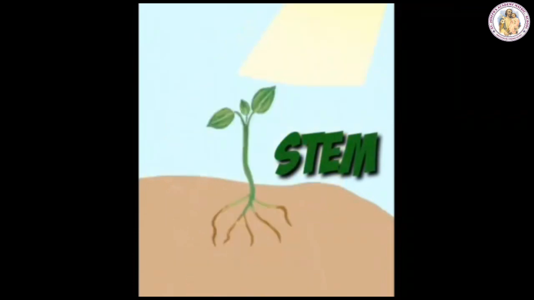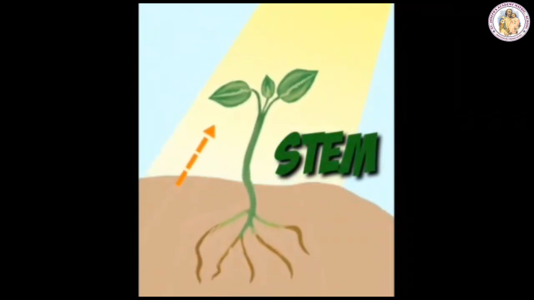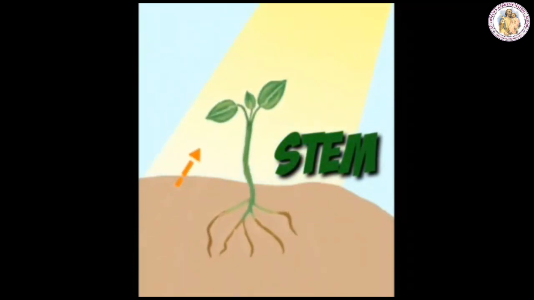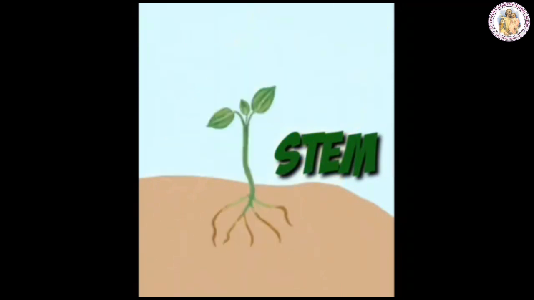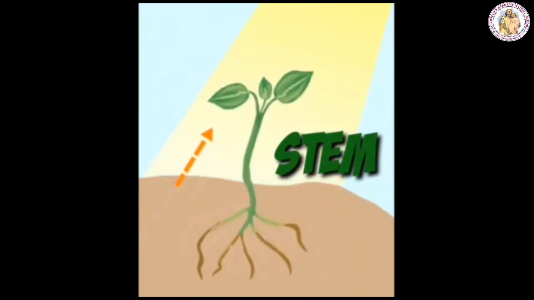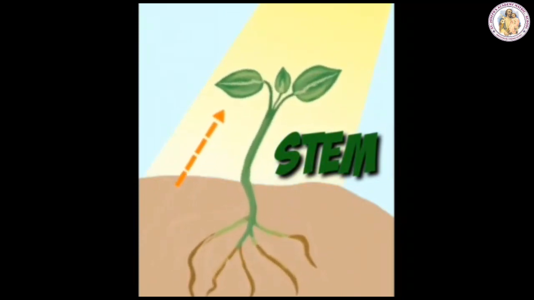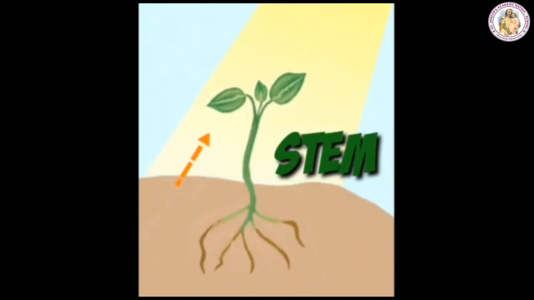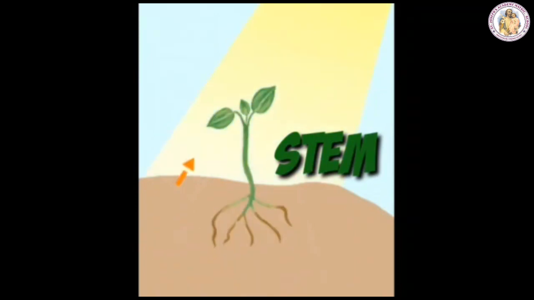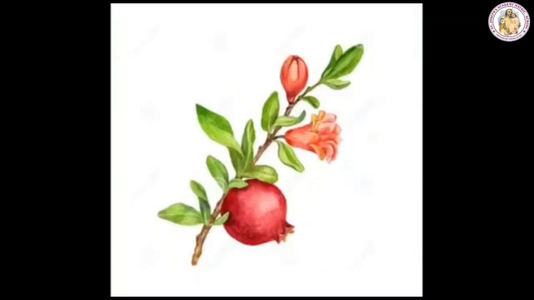Next, we are going to see about stem. The stem is the main part of the shoot system. It grows towards the sunlight. It looks green when it is young. Branches, leaves, buds, flowers, and fruits grow from the stem.